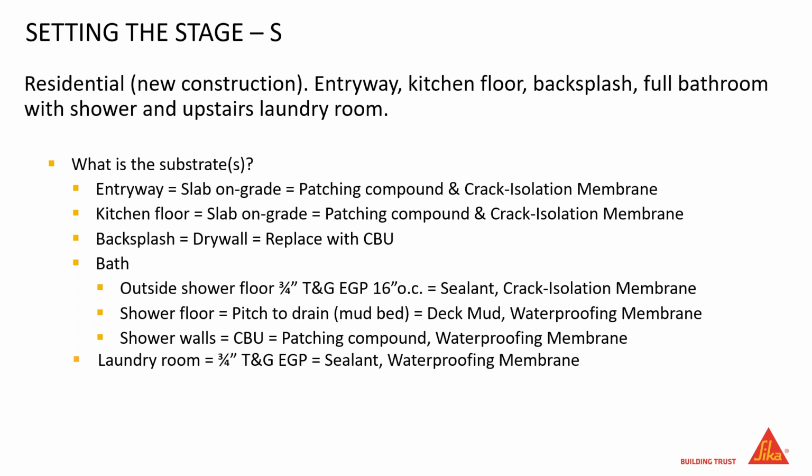Now, if you noticed, versus the outside shower where I had a crack isolation membrane, in the laundry room I'm doing a waterproofing membrane because I want it to be waterproof. There's a massive amount of water, and we all know that sometimes your washing machine can leak. So we're going to take that waterproofing and bring it up the wall 4 inches and put a base on the wall. So we know what we're doing there in that aspect. So it's 3/4 inch tongue and groove, exterior grade plywood for that laundry room, sealant, and a waterproofing membrane.